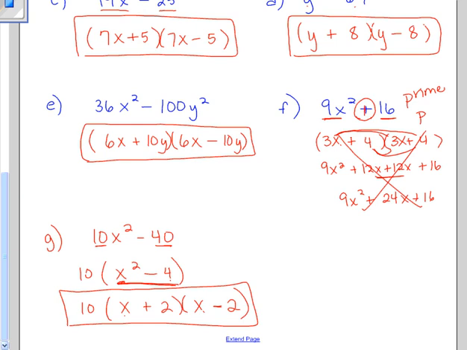Okay, so on these problems also, you can have a greatest common factor that could show up. But all of these, in the first part of this section, should be just binomials that you're factoring by taking the square root of each term, making sure one sign is positive and one sign is negative.